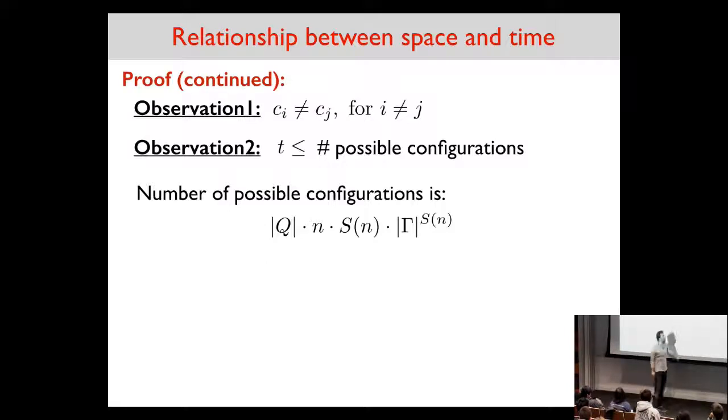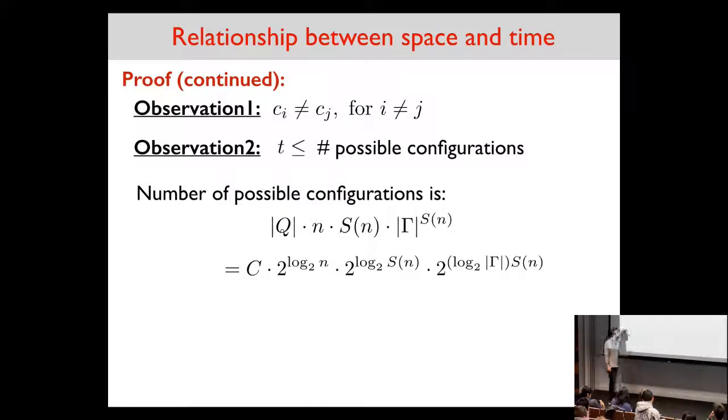And then the last one. In each of the locations you can be in, it can be any letter in the alphabet. So the last one is for the contents of the work tape. So this is the number of possible configurations I can have. The size of Q is just some constant; it does not depend on N, so I'm going to write C for that. And then everything else, I'm going to write as 2 to the something. If you write N in that format, it's 2 to the log base 2 of N.